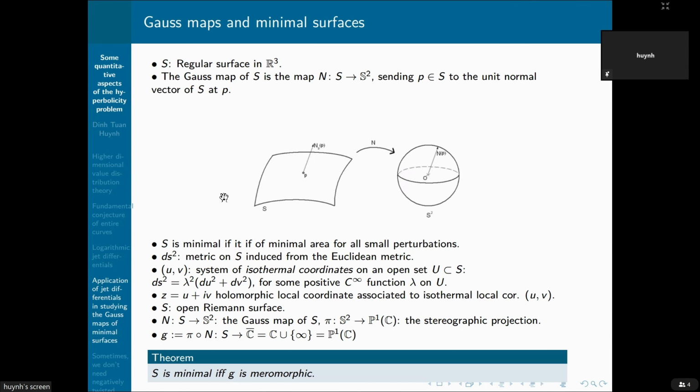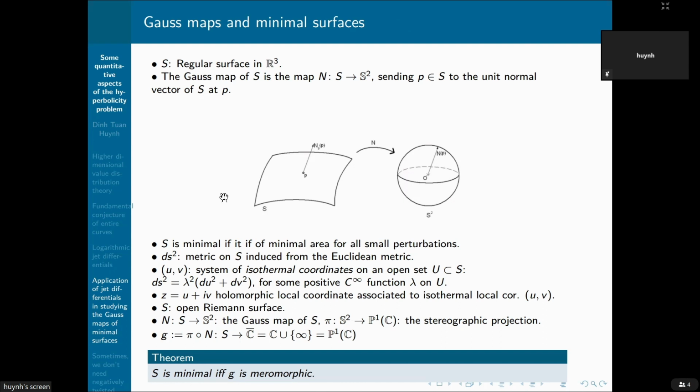Now let ds be the metric on S induced from the Euclidean metric, and let u and v be a local system of isothermal coordinates on S. Isothermal means that you can write ds squared as lambda squared times (du squared plus dv squared). Here lambda is some positive smooth function. From isothermal coordinates, you can use the holomorphic structure to make S become an open Riemann surface. This is a classical result.